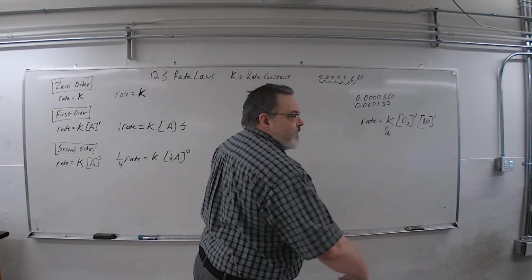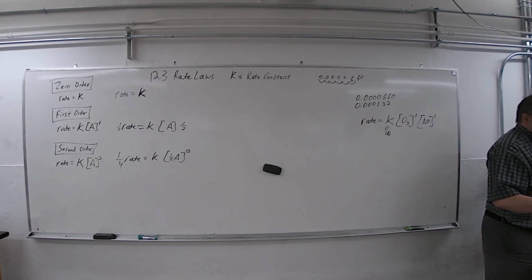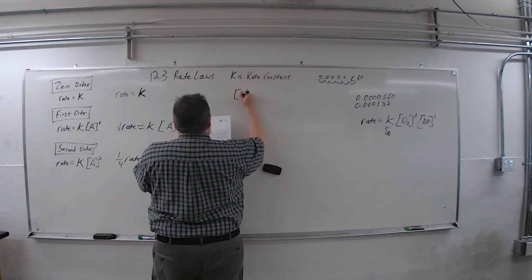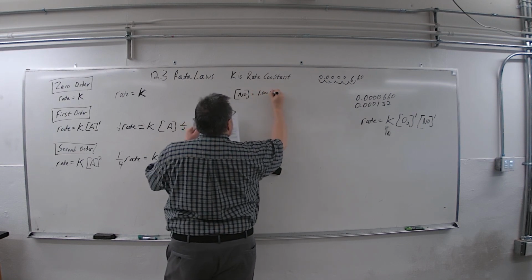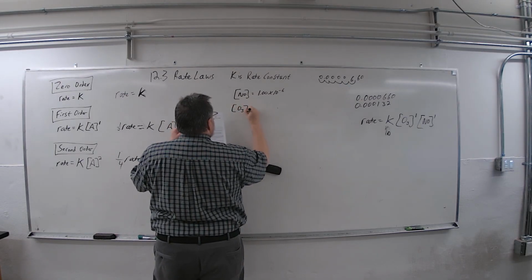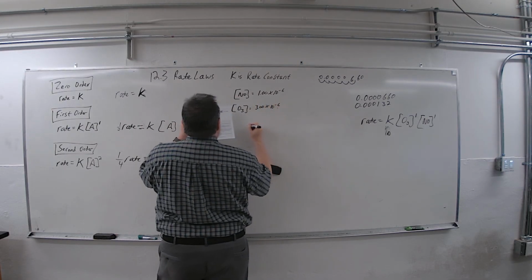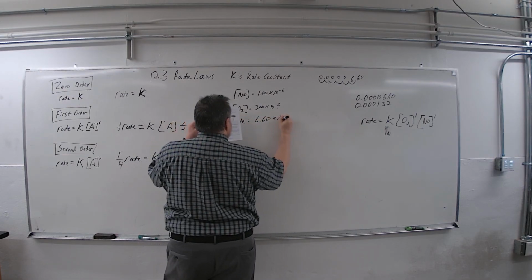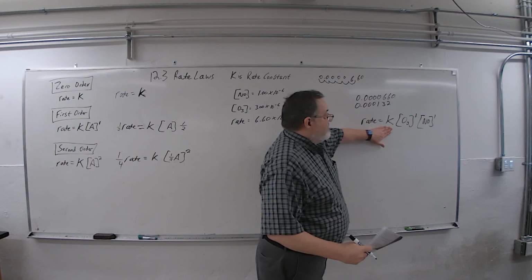And the way you do this, you can pick any one of those sets of data. You can take the data from experiment 1 or experiment 2 or experiment 3, doesn't matter which one. I'm just going to use the first one and say concentration of NO equals 1.00 times 10 to the negative 6. Concentration of O3 is 10 to the negative 6. And then the rate is the last column, 6.60 times 10 to the negative 5. And now we can plug everything in and solve for K.